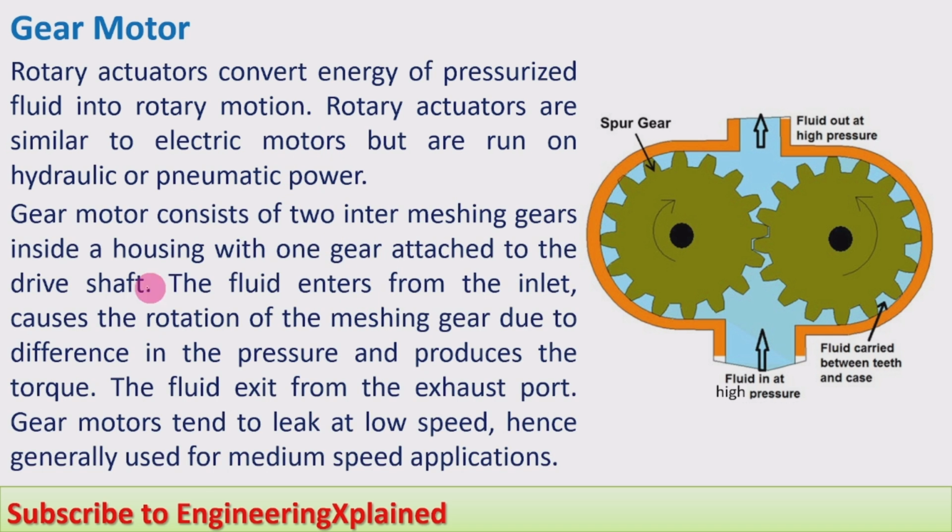Then the gear motor consists of two intermeshing gears inside a housing. One gear is attached to the drive shaft. It consists of two gears; these two are the gears which are intermeshing, and one of these gears is connected to a drive shaft.